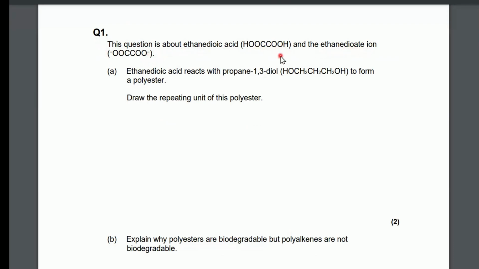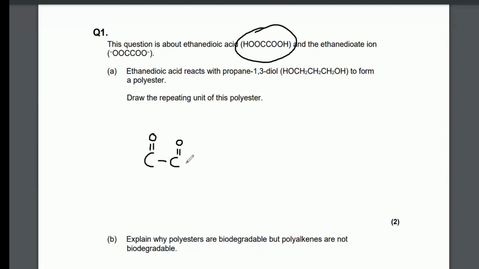Question one. This question's about ethane-dioic acid and the ethane-dioate ion. Ethane-dioic acid reacts with propane-1,3-diol to form a polyester. Draw the repeating unit of this polyester. 2 marks. So pause the video and have a go, and then I'll go through the answers.